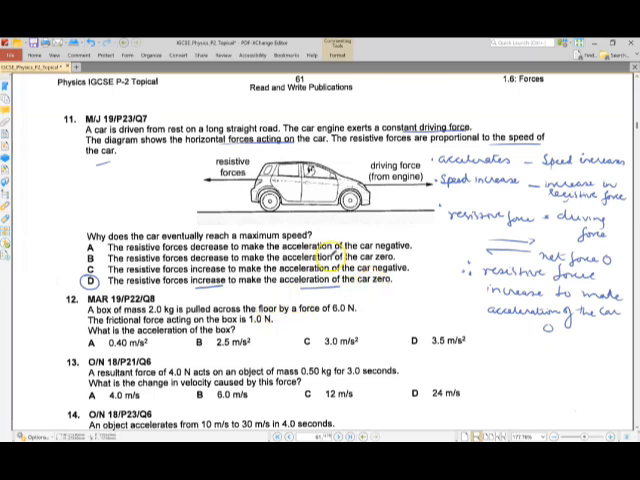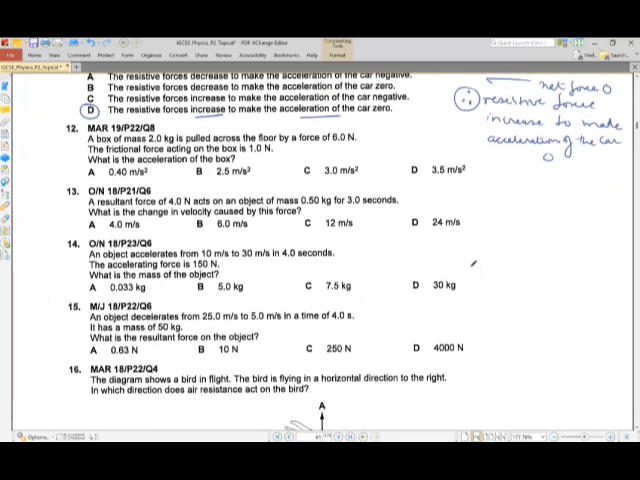One would think that the driving force is going to increase, and that is going to give you the acceleration, but no, this is not the case. When a car accelerates, speed increases. When speed increases, resistive forces increase. At some point, resistive forces become equal to the driving force. The car is going to move at a constant speed. The net force on it is zero. So when we've established all this, we've reached the conclusion that the resistive forces in this case increase to make the acceleration of the car zero. Okay, moving on to question number 12.